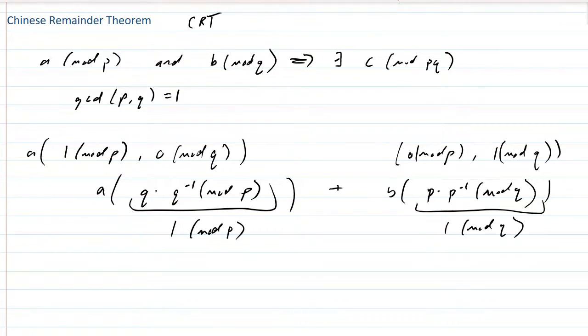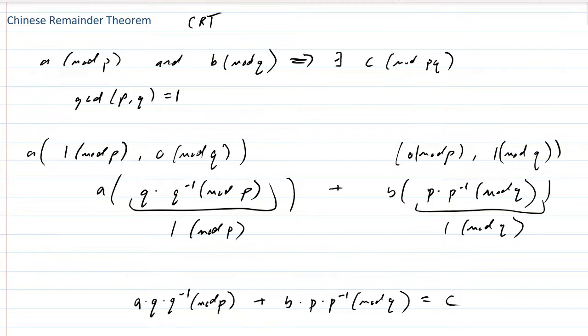And then once that happens, we just add these two solutions together. So if we want to find a number that is A mod P and B mod Q in mod of P times Q, to find C, our C is going to be equal to A times Q times Q inverse in mod P, plus B times P times P inverse in mod Q. And this should be our C.